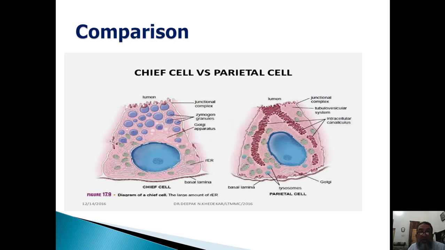Staining is basophilic in the chief cell and eosinophilic in the parietal cell. Intercellular canaliculi are the characteristic feature of the parietal cell; there is no canaliculi formation in the chief cell. The rough endoplasmic reticulum is more prominent in the chief cell, whereas it is less in the parietal cell. Mitochondria are more abundant in the parietal cell, and relatively less in the chief cell. This is the characteristic feature. This is the protein synthesizing cell, this is the ion transporting cell. The difference is quite obvious. Intercellular canaliculi increase the surface area, whereas luminal side granules are the characteristic feature of the protein synthesizing cell.